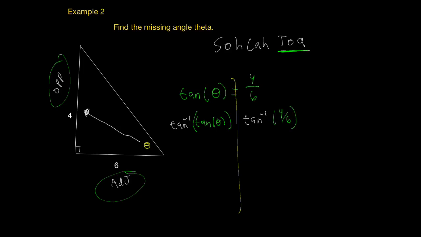So tangent inverse and tangent, those are inverses, so when we compose them we just get 1. So we get 1 times theta equals tan inverse of 4/6. 1 times theta is theta, and inputting tan inverse of 4/6 in the calculator, I'm getting an approximation of about 33.69.